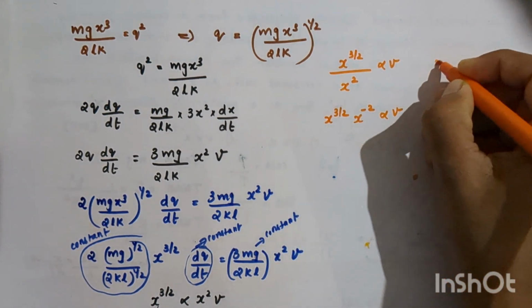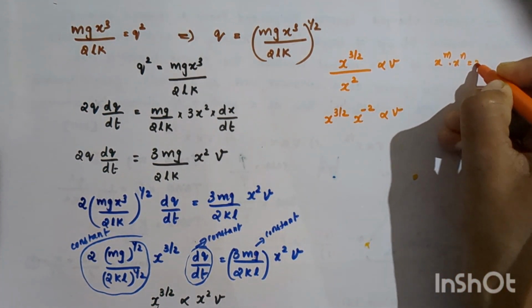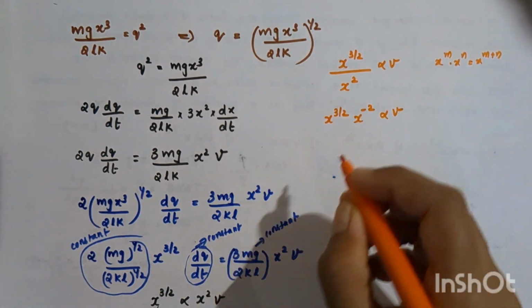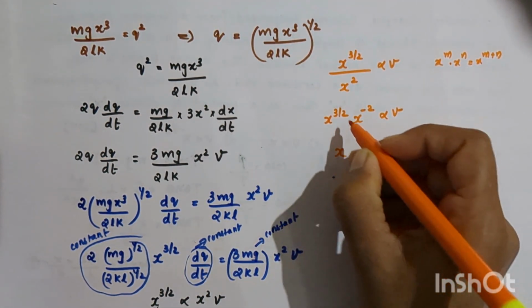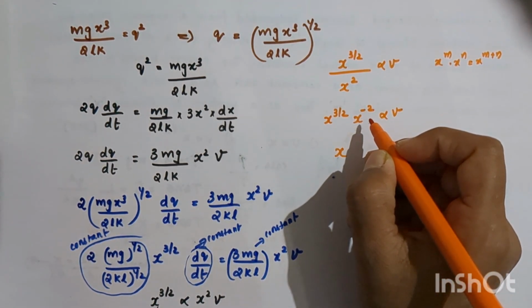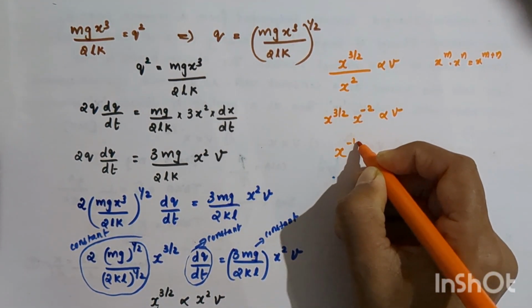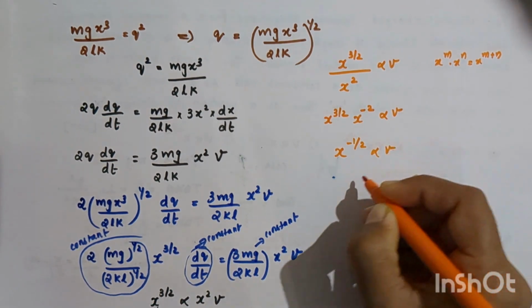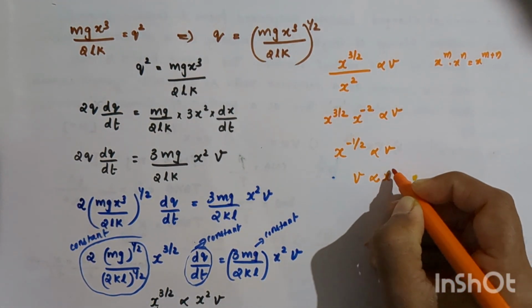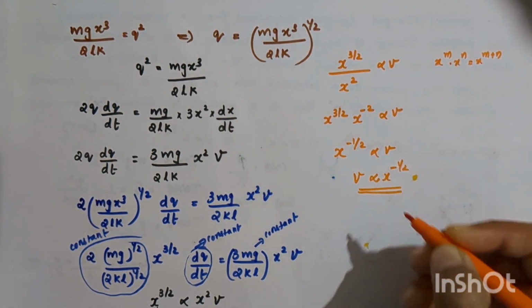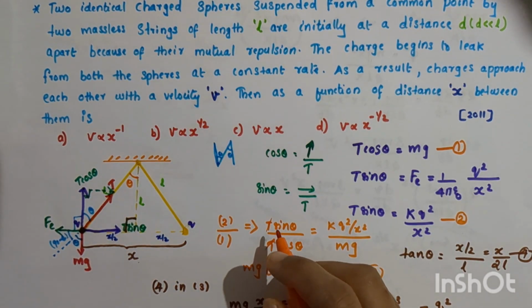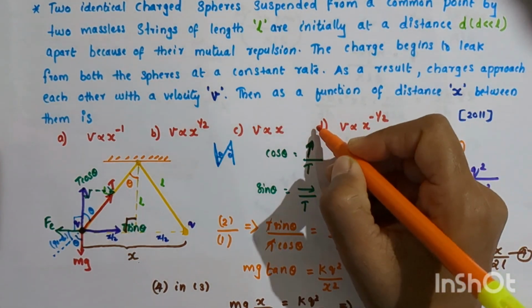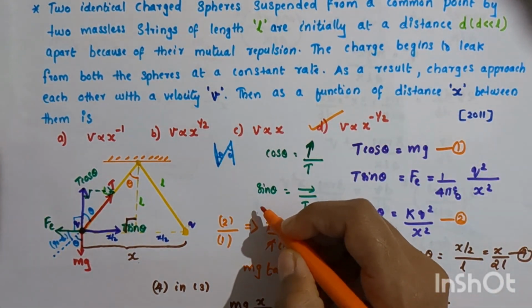x raised to m into x raised to n is x raised to m plus n. So x raised to 3 by 2 into x raised to minus 2 is x raised to 3 by 2 minus 2, which will be x raised to minus 1 by 2 proportional to v, or you can write v is proportional to x raised to minus 1 by 2. So which one is the correct option? v is proportional to x raised to minus 1 by 2. This is the correct option.